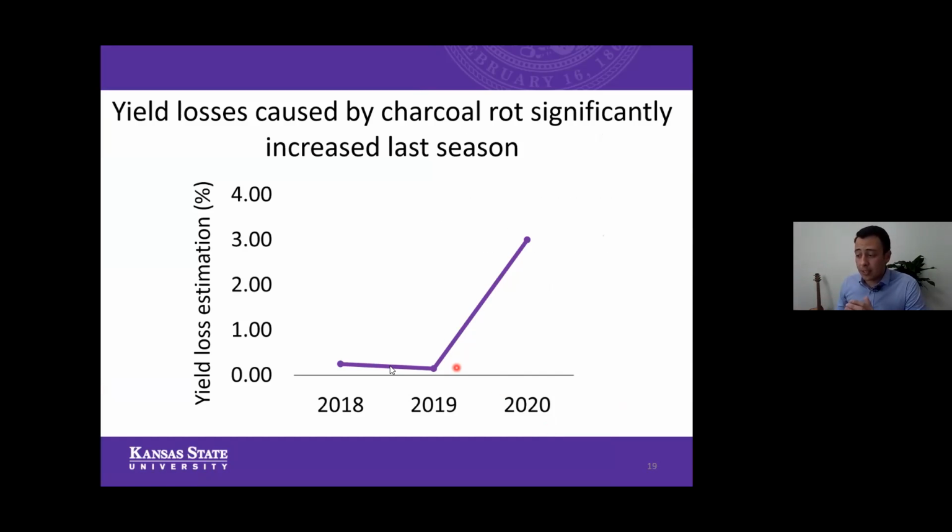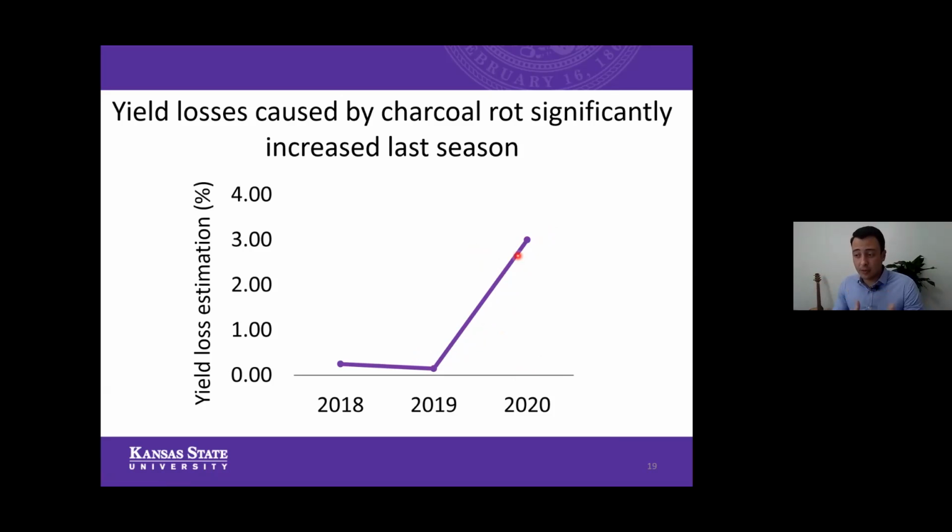Why did charcoal rot in the past season, 2020, increase so much in comparison with 2019 and 2018? If we think about last season, what we saw mid-season and late season were very high temperatures and dry stress. And that dry stress late in the season was just perfect for charcoal rot development. That made the yield loss estimation jump from almost below 0.5 to more than 3.0% across Kansas.